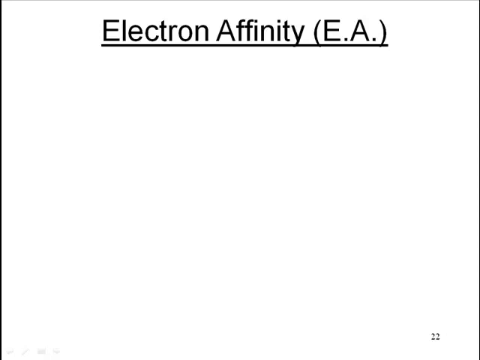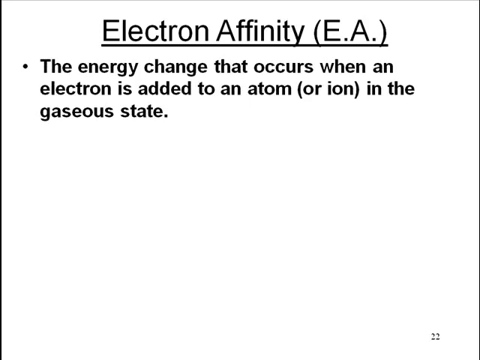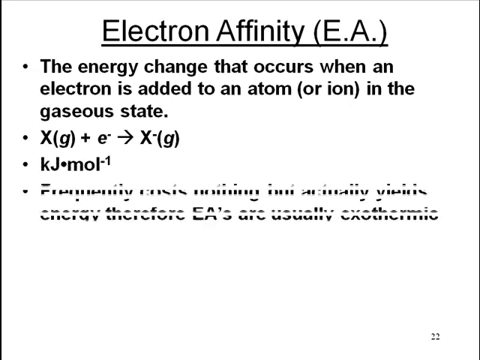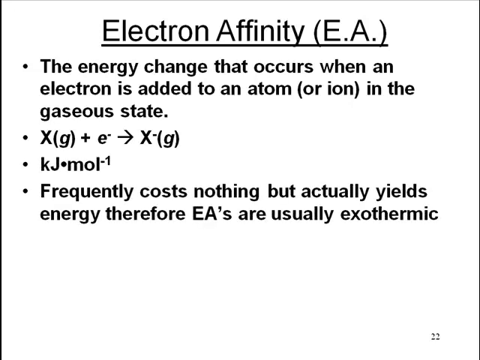Now, this explains why electrons are removed and how much energy is needed to remove electrons. The opposite side of that would be what's called electron affinity, E sub A, or EA, pardon me. It is the energy change that occurs when an electron is added to an atom or ion in the gaseous state. So now we're going the opposite way. We're adding an electron to an atom in the gaseous state. So the equation looks very similar, in kilojoules per mole.